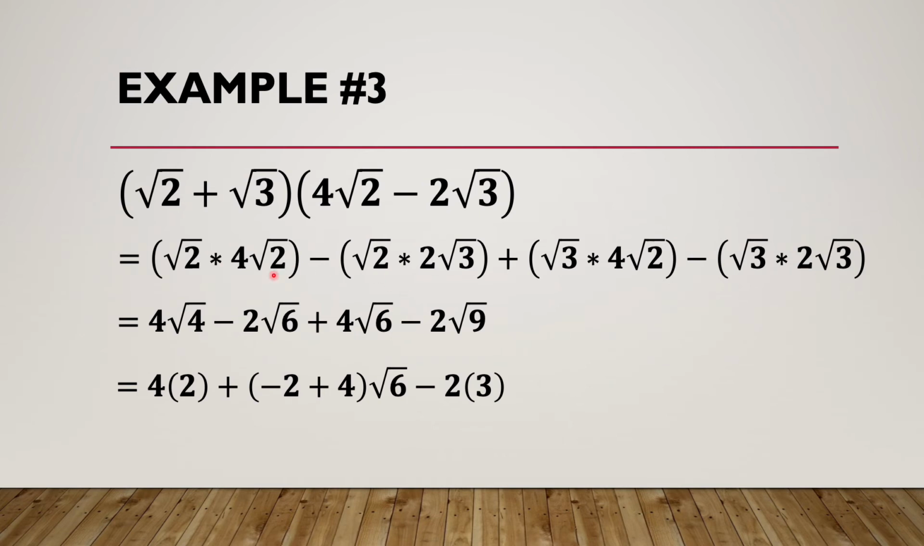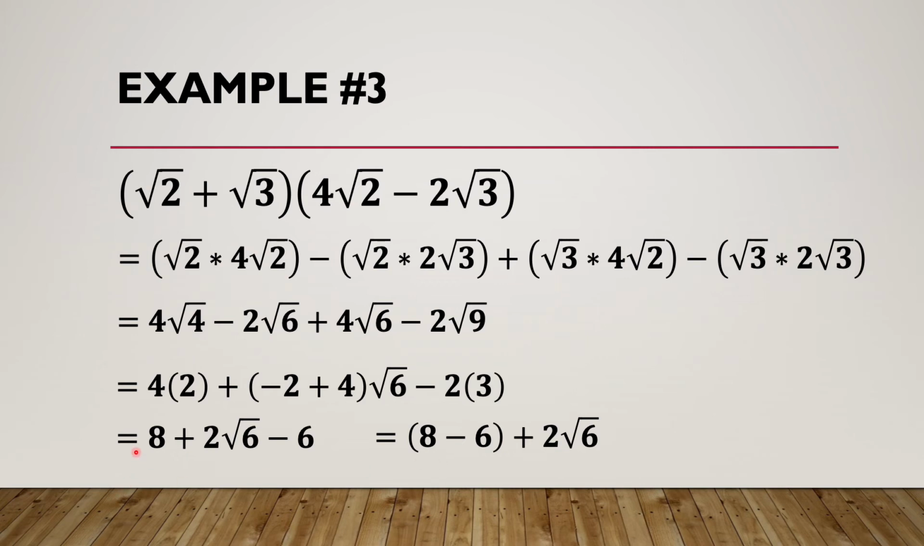These are like radicals, so we can combine these two. Plus negative 2 plus 4, attaching the common radical, that is square root of 6. Get the square root of 9, that is 3. So we have 4 times 2 plus negative 2 plus 4, square root of 6 minus 2 times 3. 4 times 2 is 8. Negative 2 plus 4 is 2. Attaching the common radical, square root of 6 minus 2 times 3, 6.